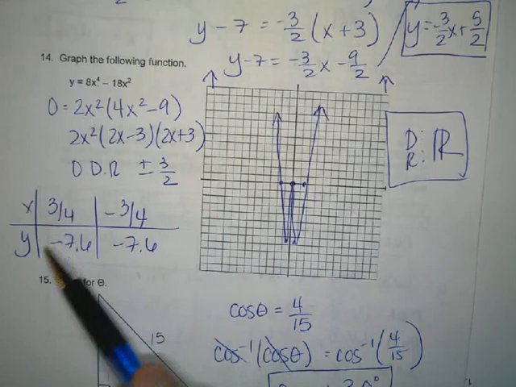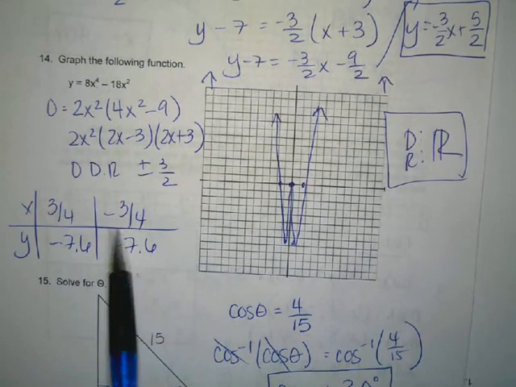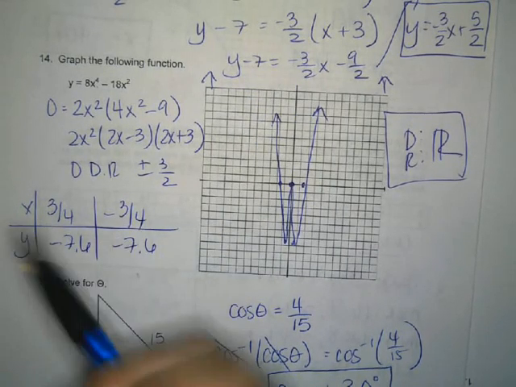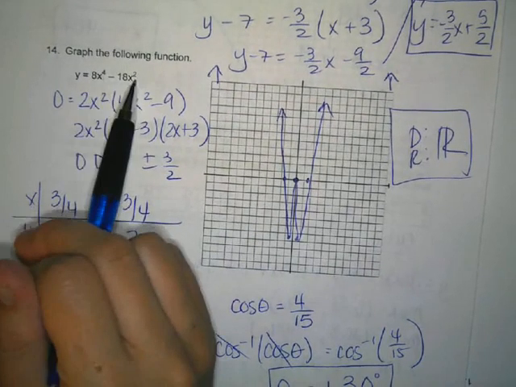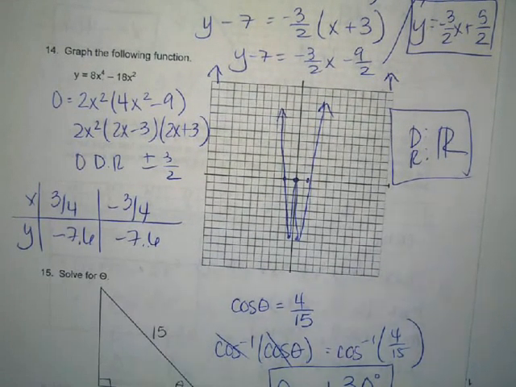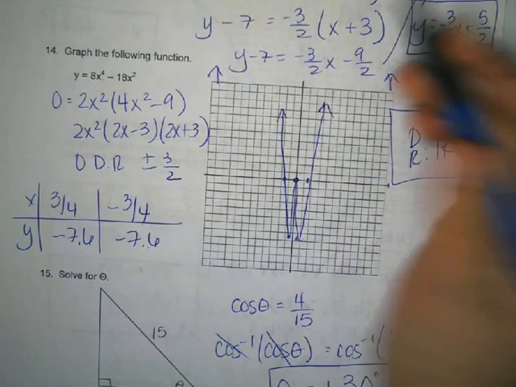And so I put those into my calculator. I think I stored them as x values. And then basically you're just plugging those in for x. And you end up getting negative 7.6 in both cases. So I plotted those and then connected my dots.